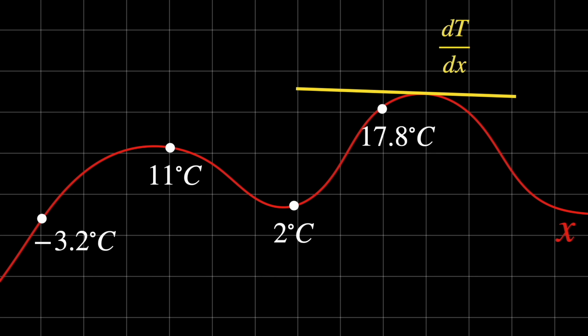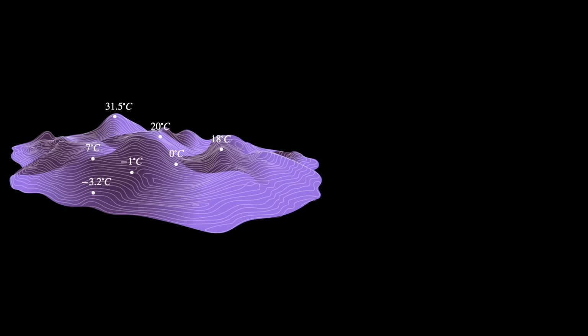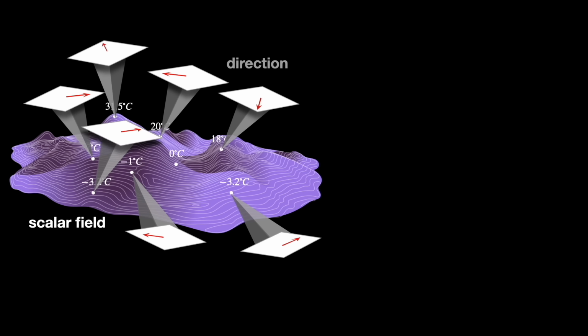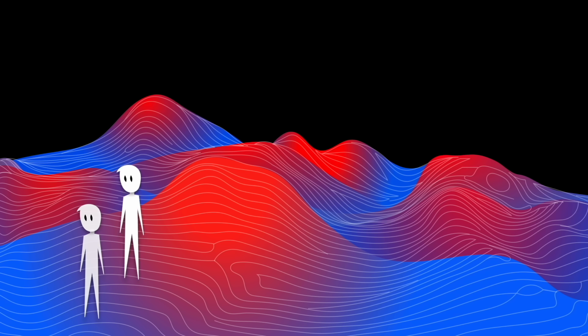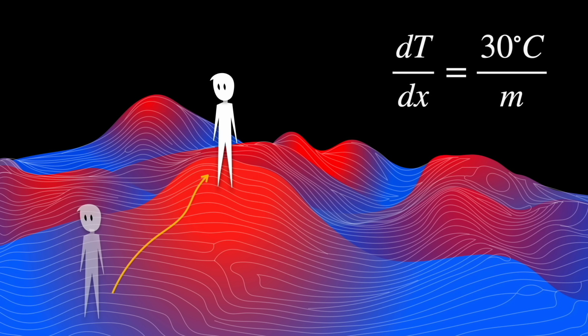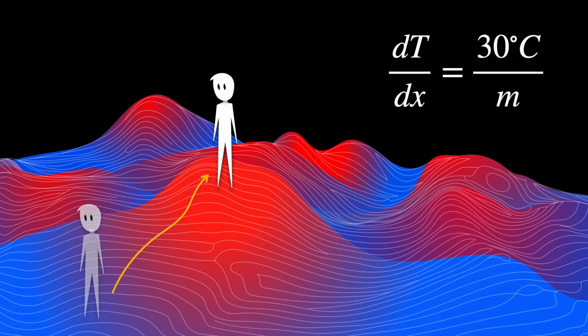However, wouldn't it be nice if we could somehow combine the best of both worlds? In other words, the directionality description of vectors and the capacity of tracking rates of change of scalar fields. That's what a directional derivative does. It requires both a scalar field and a direction, and it gives you back a number. Like, you'll feel the temperature increase at a rate of 30 degrees Celsius per meter in the direction you're heading.